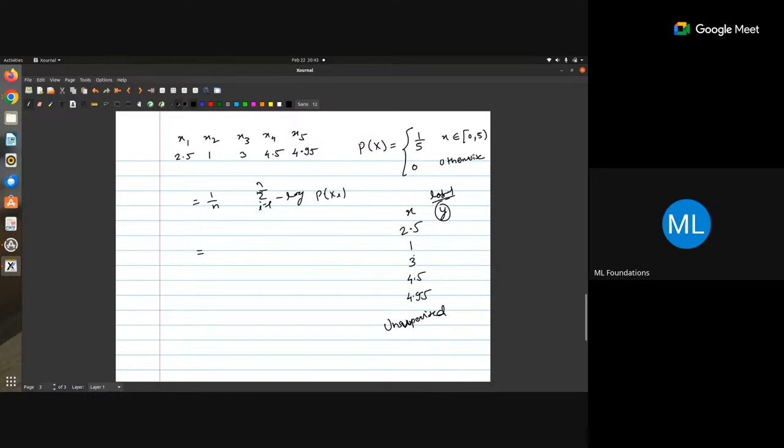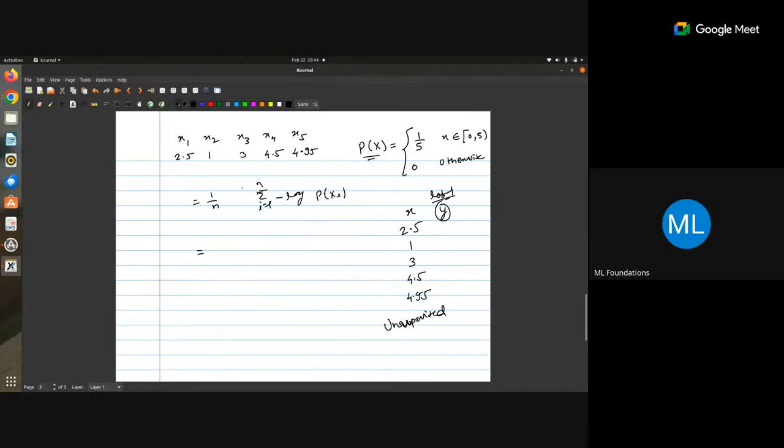In this case, what generally people do is they find the probability of that point occurring. They will try to create clusters, or find the probabilities of that point and the likelihood of it being in that cluster. There will be different algorithms, you will learn that also. But here we are given the probability corresponding to each point, and we have to find the negative log likelihood. So what is this probability? 1 by 5, when x belongs to 0 to 5, zero otherwise.